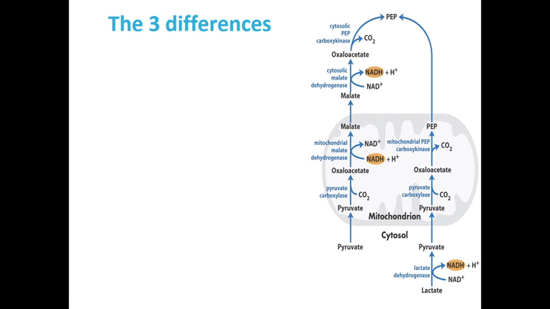There are 3 major differences in the reactions between glycolysis and gluconeogenesis. And that is to do with the reason that I explained to you in the previous slide, because there are 3 irreversible reactions in glycolysis. So those 3 reactions need to be replaced. And that's what happens in gluconeogenesis. The first difference is that phosphoenol pyruvate is made from pyruvate via 2 enzymatic reactions.